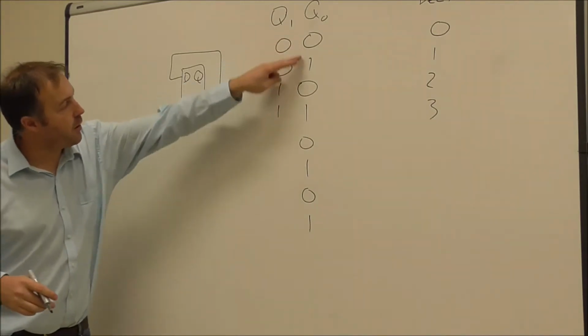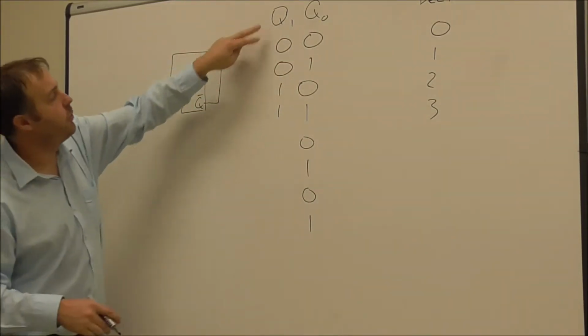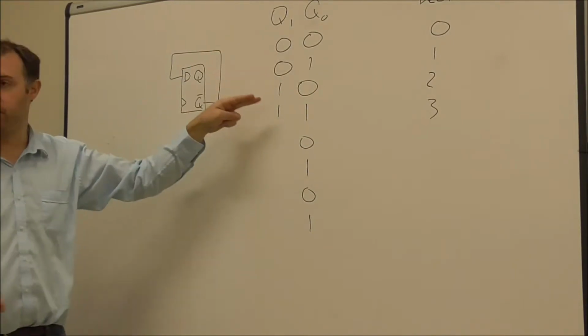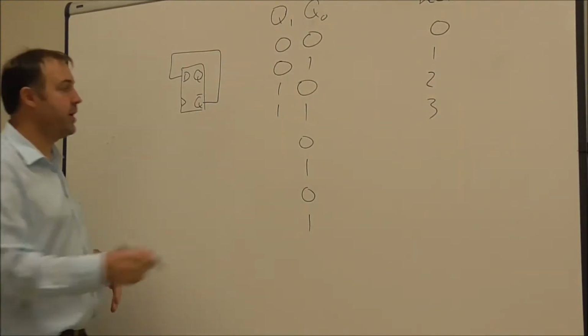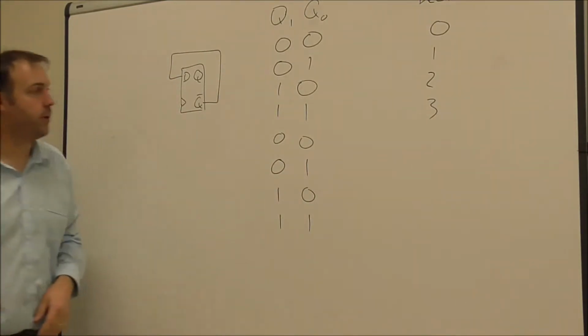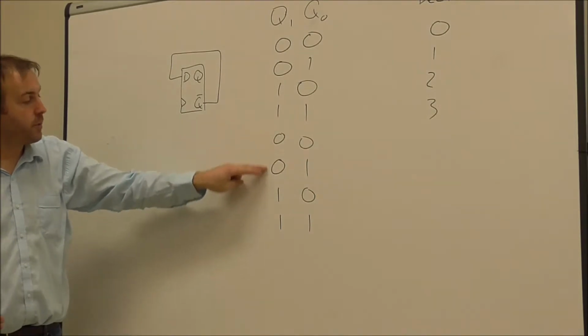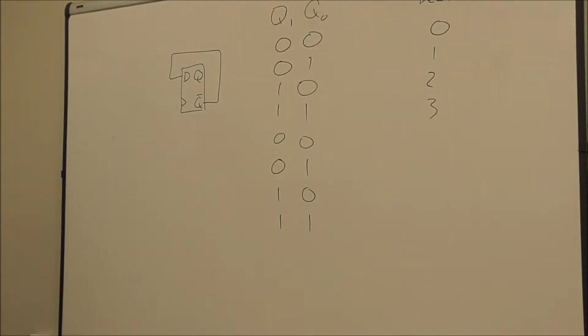So if I just keep following this pattern of 0, 1, 0, 1, 0, 1 for the Q0, then for Q1, we've got 2 zeros followed by 2 ones, and then it'll be followed by another 2 zeros, and then another 2 ones. And so you can see the pattern continues as we go down.